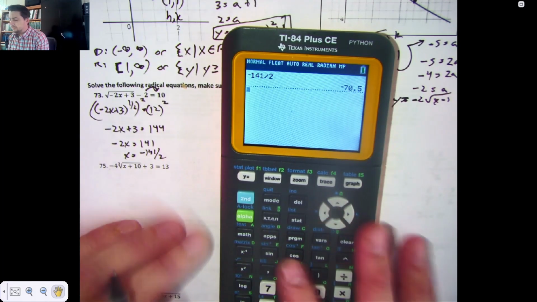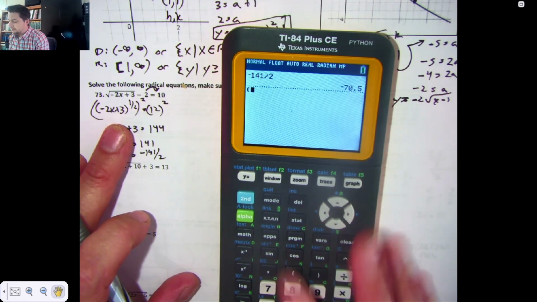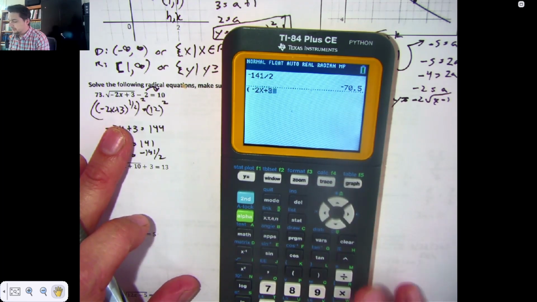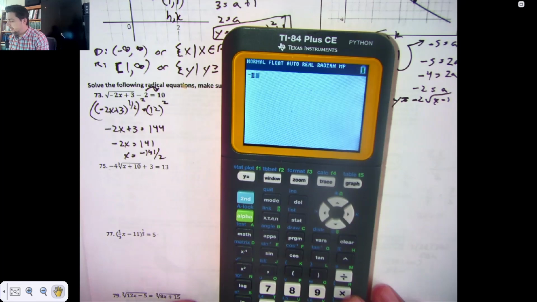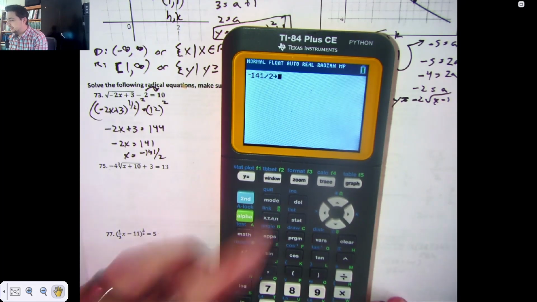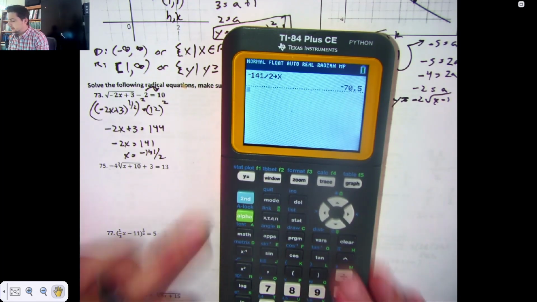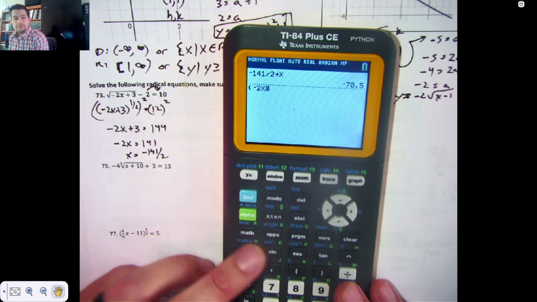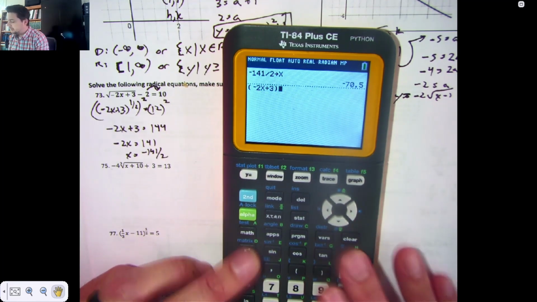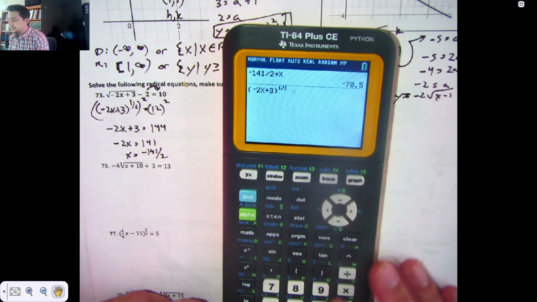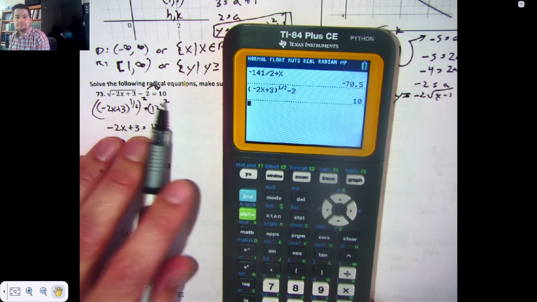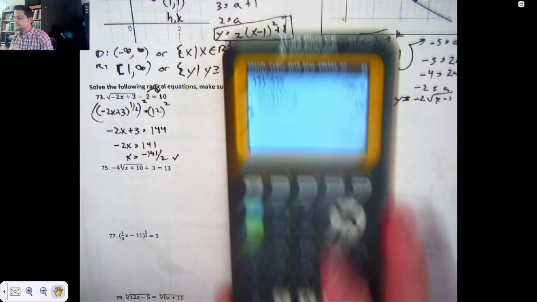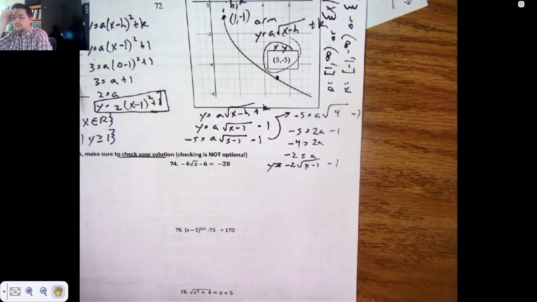And I'm going to type the original function using exponent notation, negative 2x plus 3 to the 1/2 power. Oops, I didn't store that to x, did I? Let's do that again. Negative 141 over 2, store it to x. Type in the original function, negative 2x plus 3, to the 1/2 power, and a minus 2. And what I hope is, once I press enter, a 10 shows up. And it did. So it's a good answer. It's not extraneous.